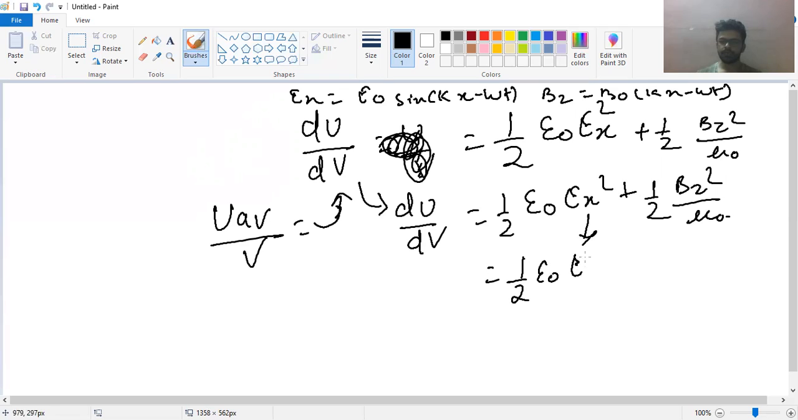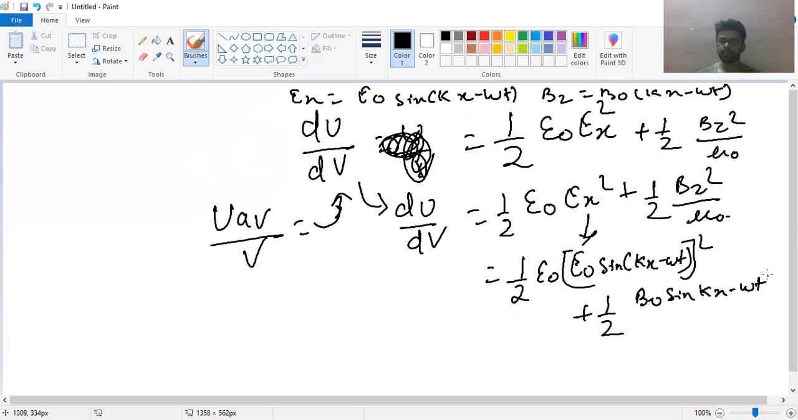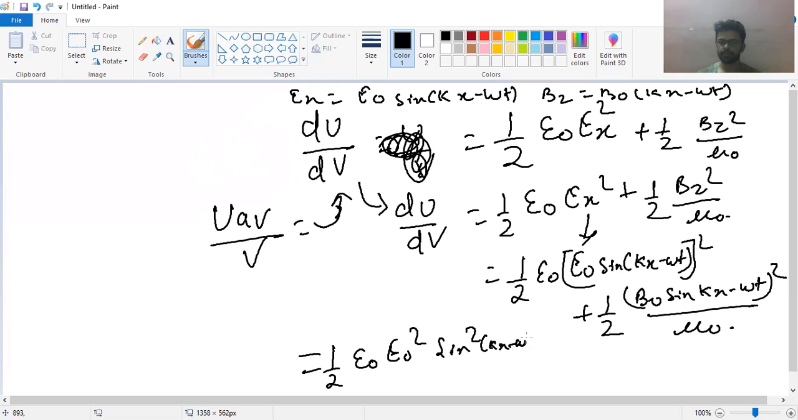Epsilon e naught into sine of kx minus omega t whole square, correct, plus 1 by 2 Bz is B naught into sine of kx minus omega t whole square by mu naught, correct. So if I expand this equation, 1 by 2 epsilon e naught square into sine square kx minus omega t plus 1 by 2 b naught square by mu naught into sine square kx minus omega t.